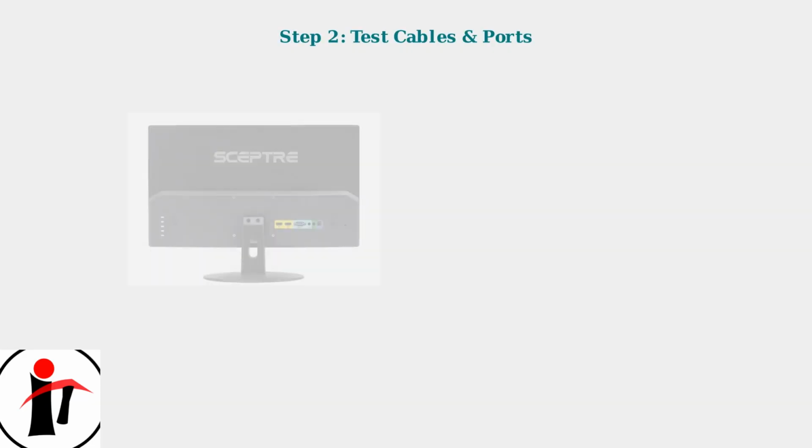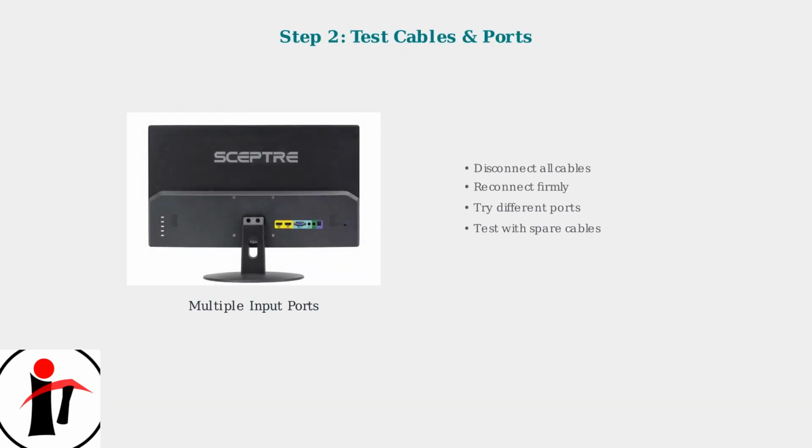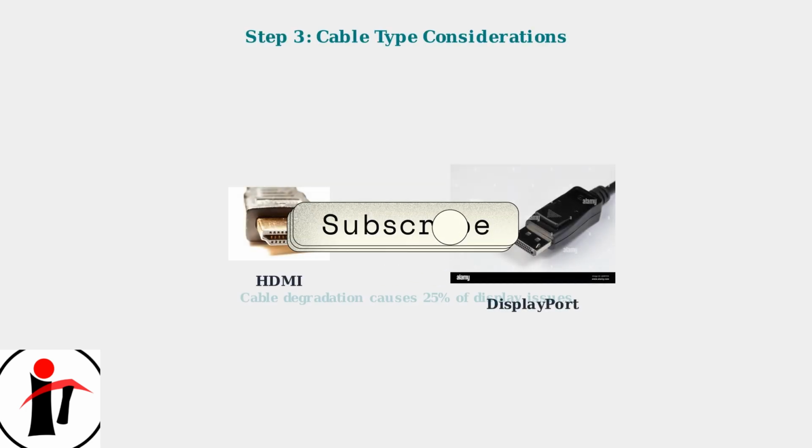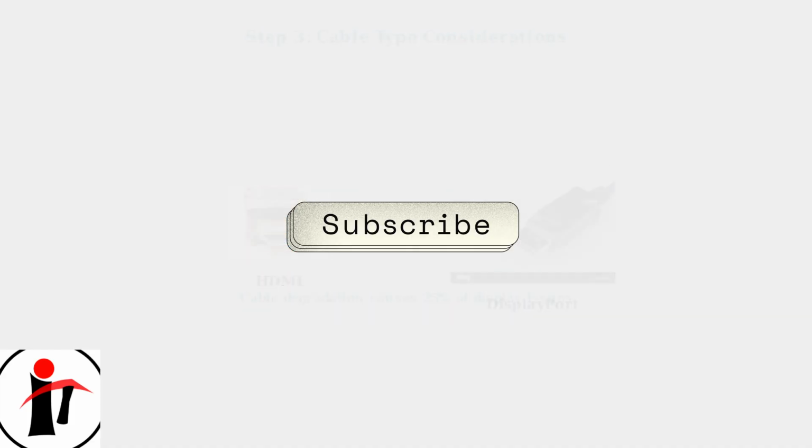Step 2. Test cables and ports systematically. Disconnect and reconnect all cables firmly. Cable degradation is extremely common and often the root cause of display issues. Different cable types have varying failure rates. HDMI and DisplayPort cables can degrade over time, especially cheaper variants. Always test with a known good cable before assuming hardware failure.